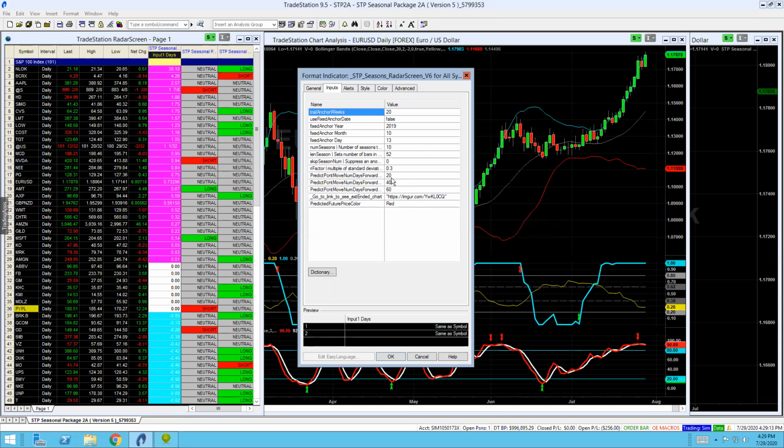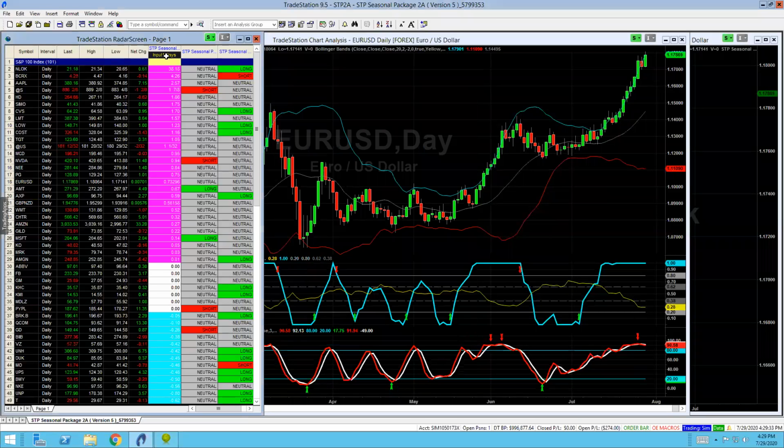So right here, very, very simple in TradeStation. Number of seasons is 10. I could change that to 5 if I wanted to, or I could change it to 15. This is all based on the user preferences. This is what will come standard because this is what I use 99% of the time. So that's the input 1, which is defaulted to 20 days. And I don't have it labeled 20 days because you can change that.